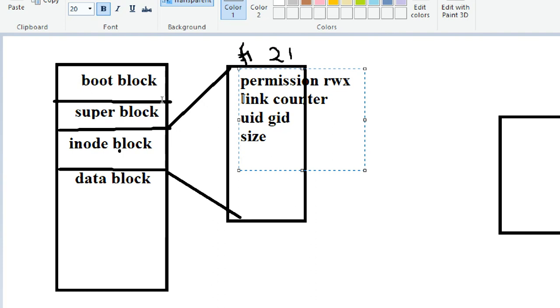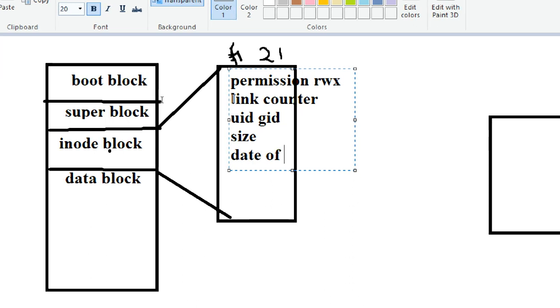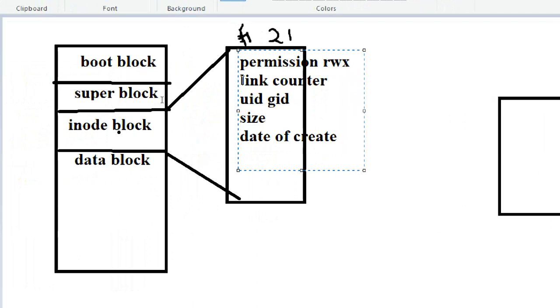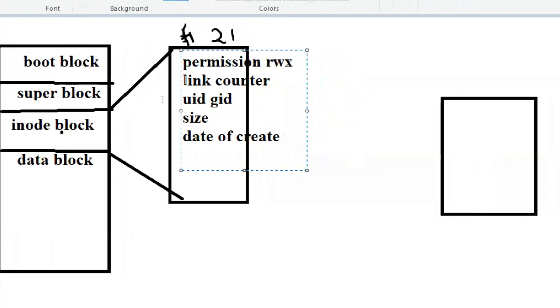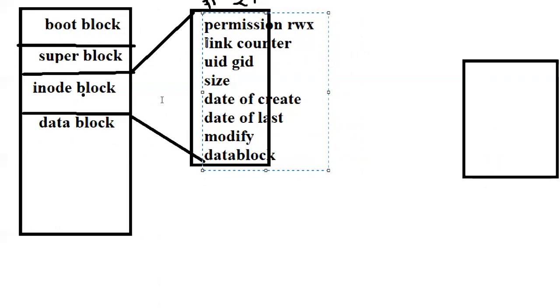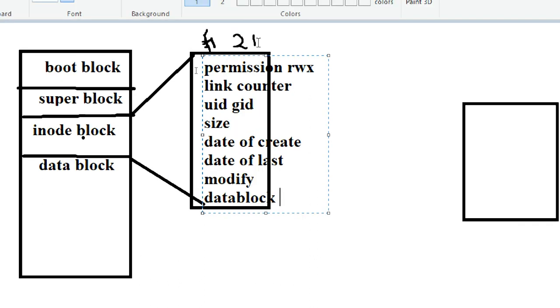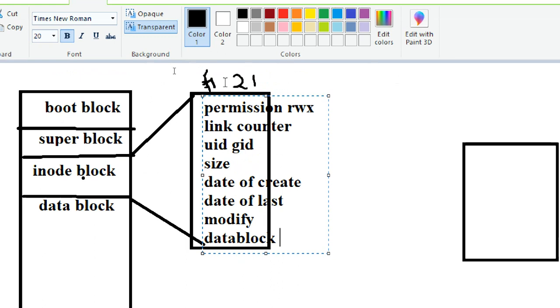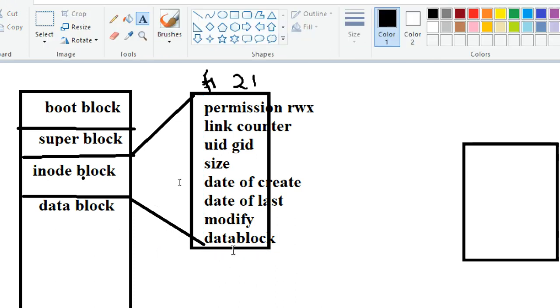Size of the file, permissions, date of creation, date of last modification, and data block number, which means where the data is stored. File name is there, and file permissions information is stored in table number 21. That is just a table number, a lot of tables are there inside. This is the information stored in the inode table. But a file's data is also stored, right? File data is stored in the data block, and the inode block stores the file and directory information. So that is called an inode block.